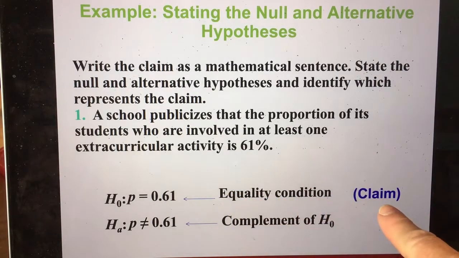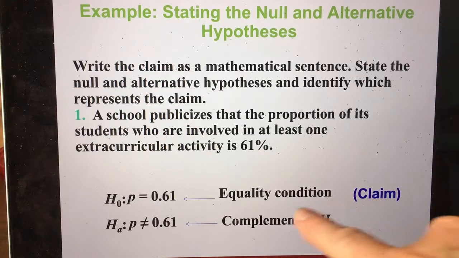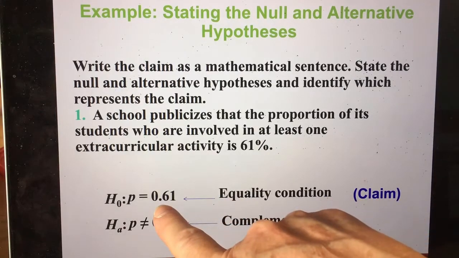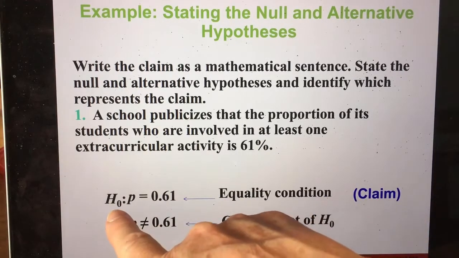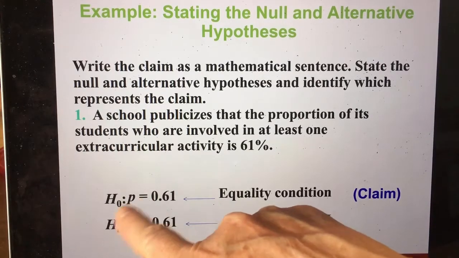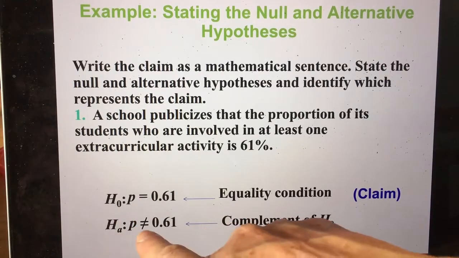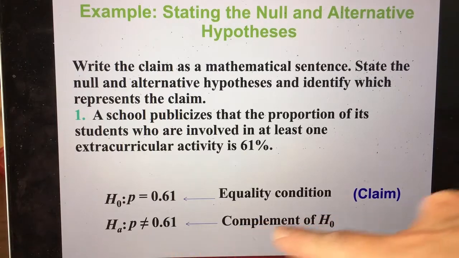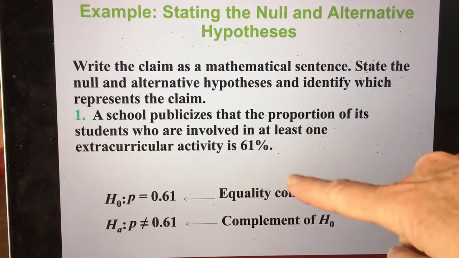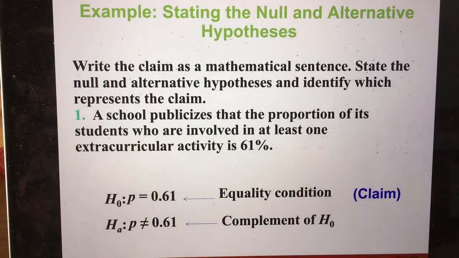And the claim that the school is claiming is the H sub O. We always make the H sub O the one with the equal sign. We always make the H sub A the one without the equal sign. But the claim can actually be either one, depending on the situation.